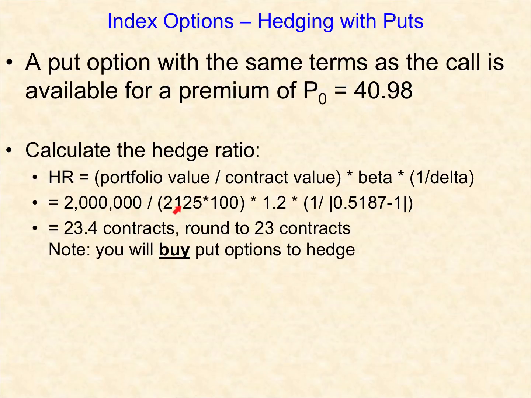We'll divide that by the exercise price on the put, times the multiplier of the put. Next, we'll multiply by the beta of our portfolio, and finally by 1 over the absolute value of the put delta. The put delta is simply the call delta minus 1. The vertical bars indicate we're taking the absolute value. Doing the math, we'll see we need 23.4 contracts, and we'll round that to 23 contracts. Note that in this case, we will be buying put options to create a hedge.